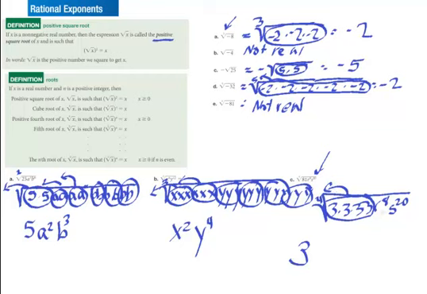How many groups of 4 do I have for R to the 8th? 8 divided by 4 is 2. How many groups of 4 do I have for S to the 20th? That's S to the 5th. All right, let's get some more problems.